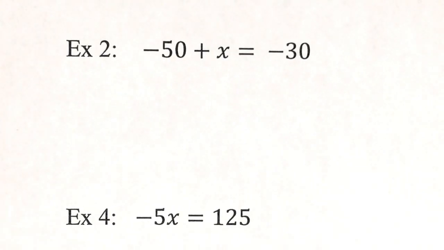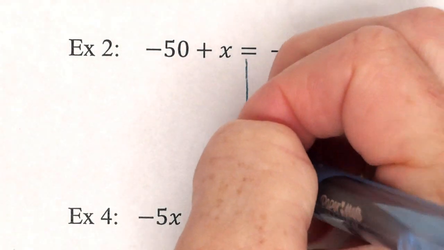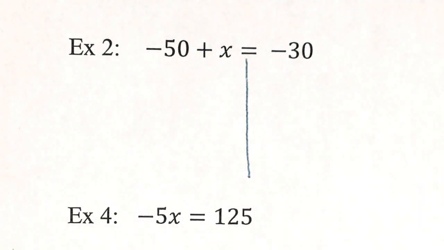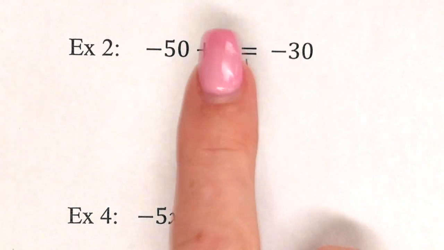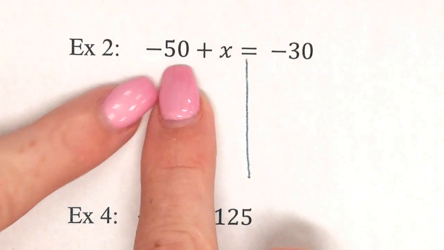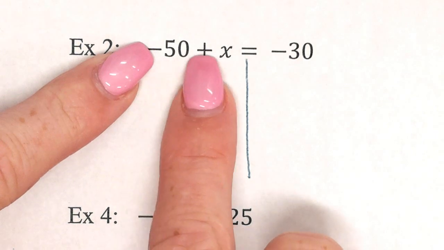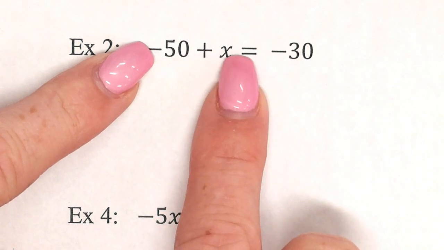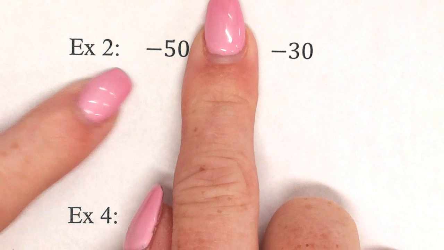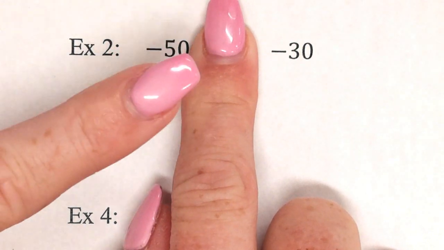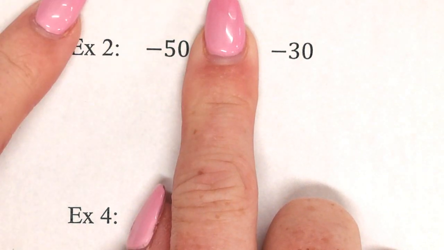The first thing I'm going to do is separate the left from the right side. What is my job? I need to isolate the variable. So what do I need to get rid of? This negative 50. Now stop. That plus sign belongs to the x. So stop and look at it. How would you get rid of a minus 50? Plus 50. It would zero out.